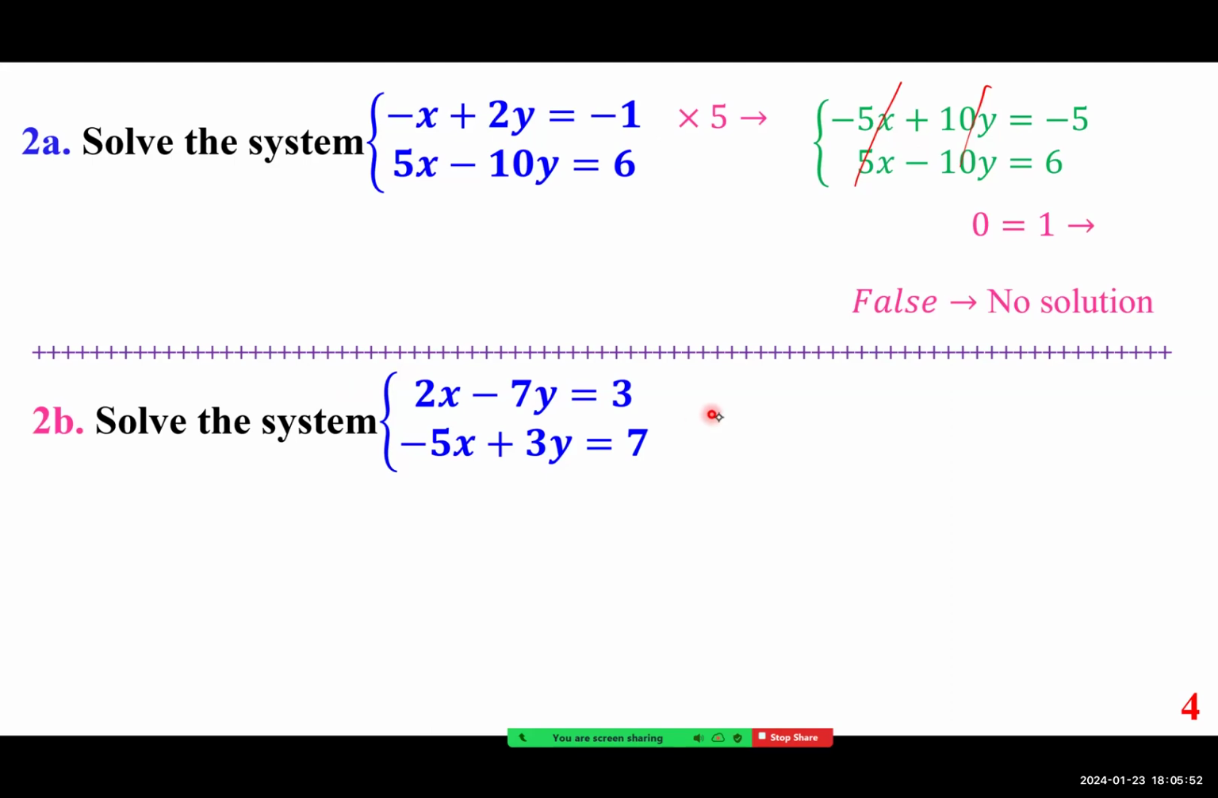What about this one? There are a couple of different ways. I can multiply this one, for example, by 3, this one by 7, if I want to eliminate the y. Or I can multiply this one by 5, this one by 2, if I want to eliminate the x variable. It's your choice. So let's multiply this one by 3, this one by 7. So this gives us 6x minus 21y equals 9. This gives us negative 35x plus 21y equals 49.